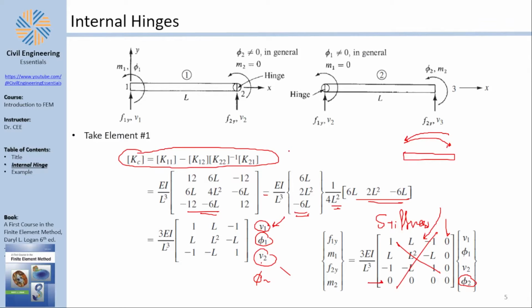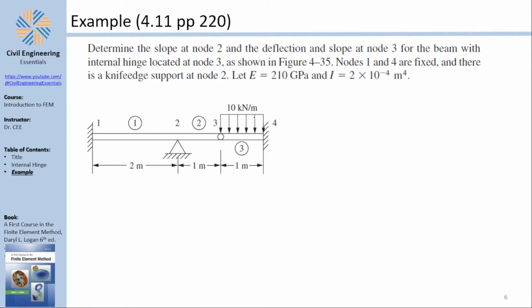Okay, now let's apply that stuff into an example. So I have an example here. The question is, find the slope at node 2, the deflection and slope at node 3, and the hinge is at node 3. So he wants the slope at node 2, phi 2, and he wants the slope at node 3 and the deflection at node 3. Notice, at node 3, you have two slopes. You have the slope just from the left side, and you have another slope just from the right side, because remember, there is a discontinuity in the slope of this structure.